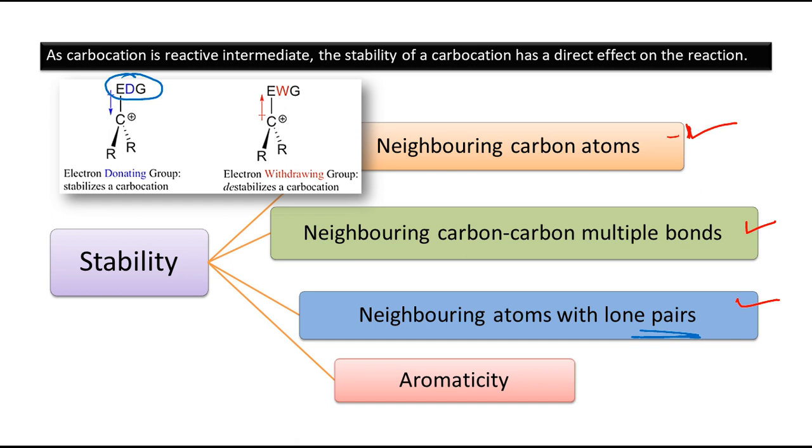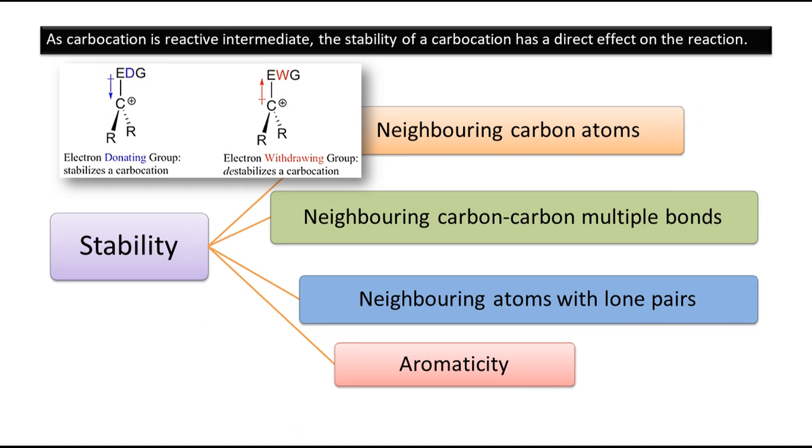And on the contrary, if there is any electron withdrawing group present, for example cyano, NO2, C double bond O, it will destabilize it. But what are the factors that will destabilize? I am not going to focus on that part. Focus will be only on some electron donating effect. And the last point, which is aromaticity, is completely different from these three. So all this will be discussed in detail.